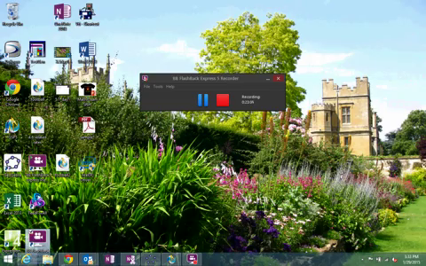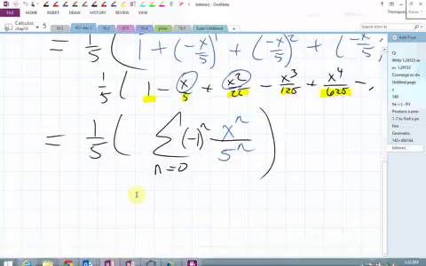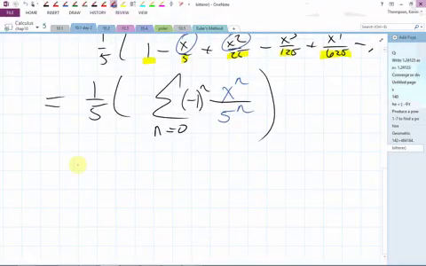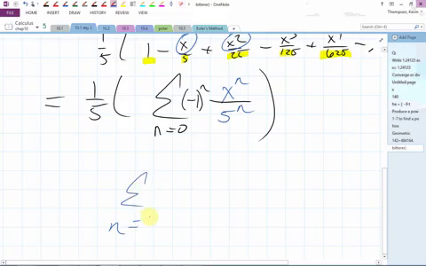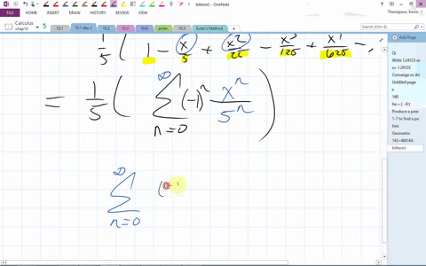Here's the final answer. Tell your neighbor why it's true. The summation from n equals 0 to infinity of negative 1 to the n times x to the n over 5 to the n plus 1.